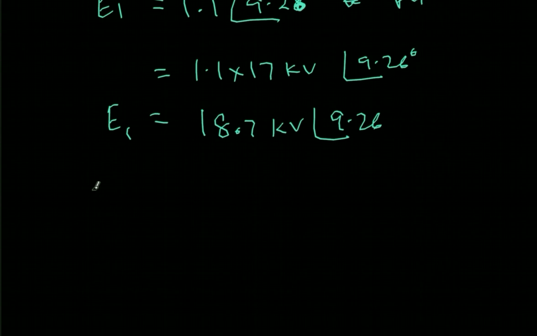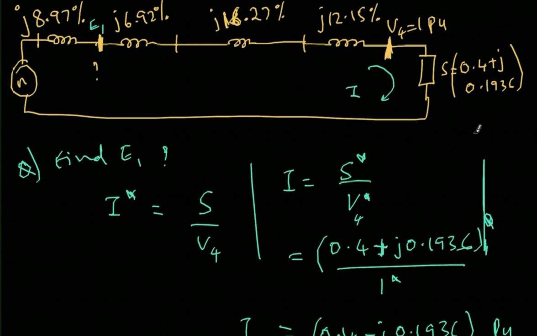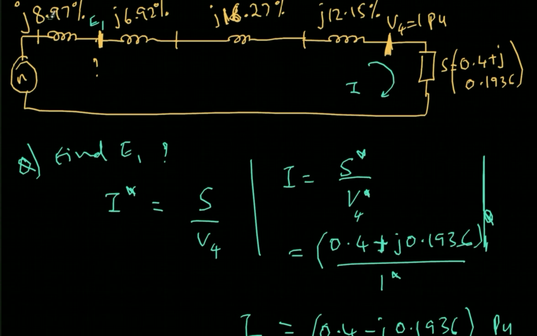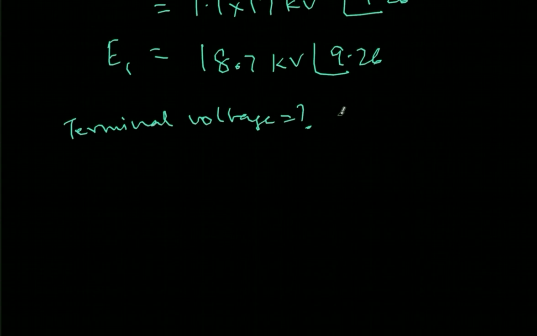If you are interested in the terminal voltage of the generator, you can always calculate that. Go back here to find the drop. The drop will be 8.97 percent multiplied by the current, and that drop you add to this and you will find the E1. So strictly speaking, E1 is here, this is E2. We calculated E1, and I leave the rest for you to do as homework.